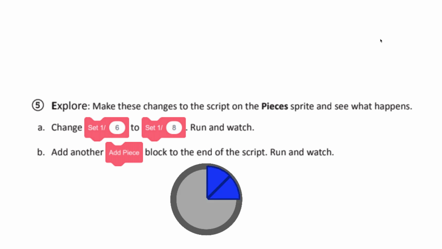In Part B, students add another add piece block to the end of the script and then run and watch what happens. Doing so produces the following picture.